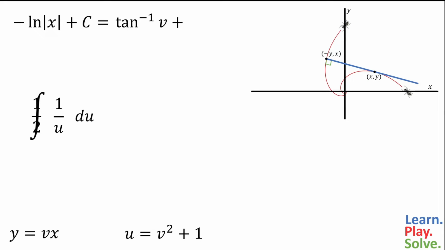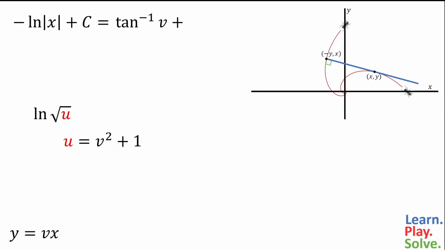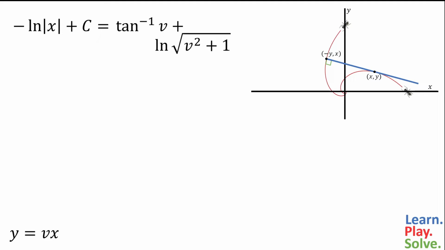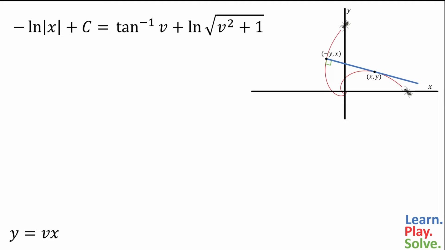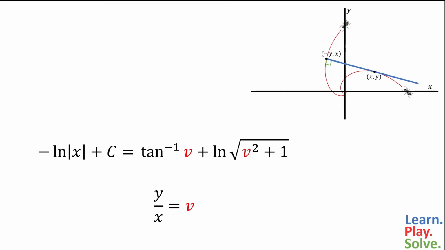If we factor out the coefficient of 1/2 out of the integral, we are left with the antiderivative of 1 over u, which is the natural log of u. Now that 1/2 coefficient can become the exponent of u, which is the same as the square root of u. We can replace the u with v squared plus 1, and we have now successfully integrated the differential equation. We had initially substituted y with vx, which means the v must be equal to y over x, so we can plug that back in for v.